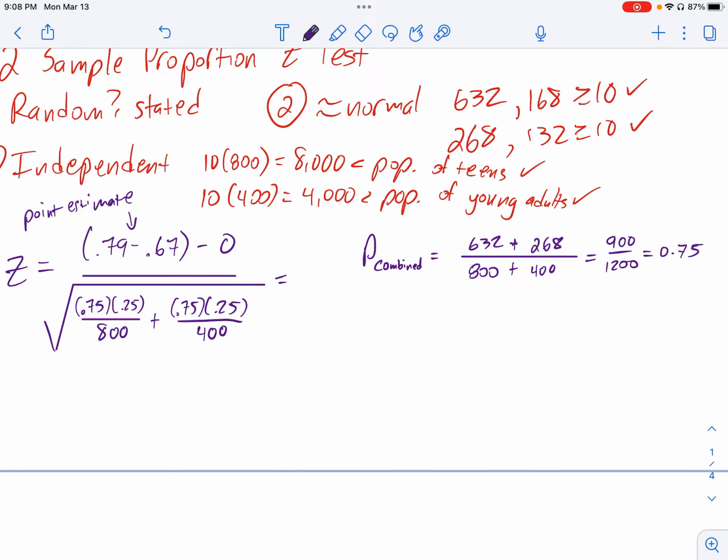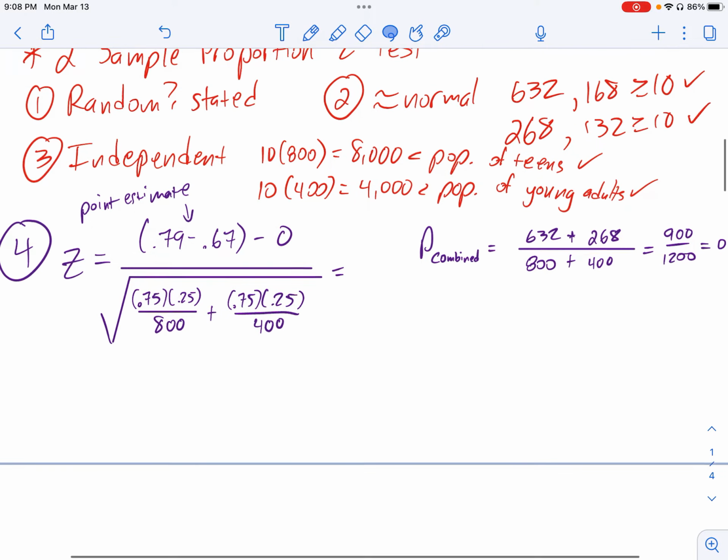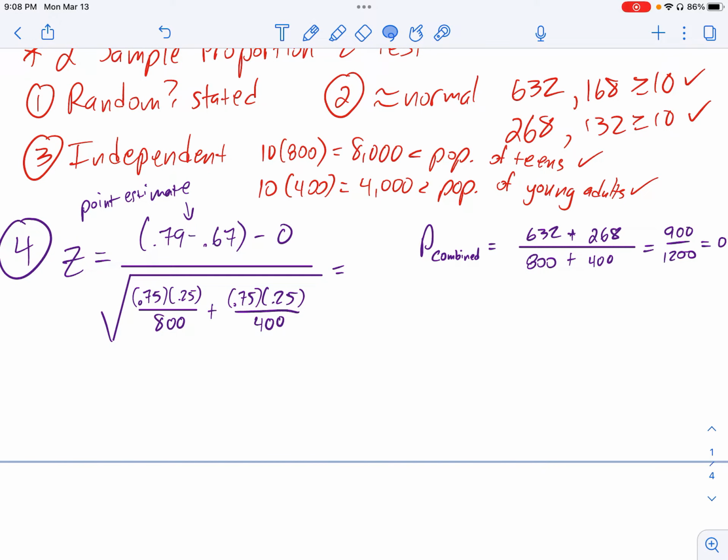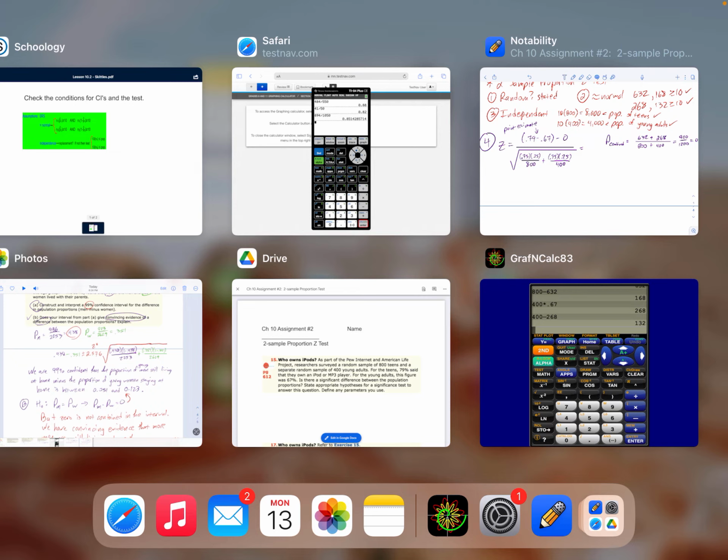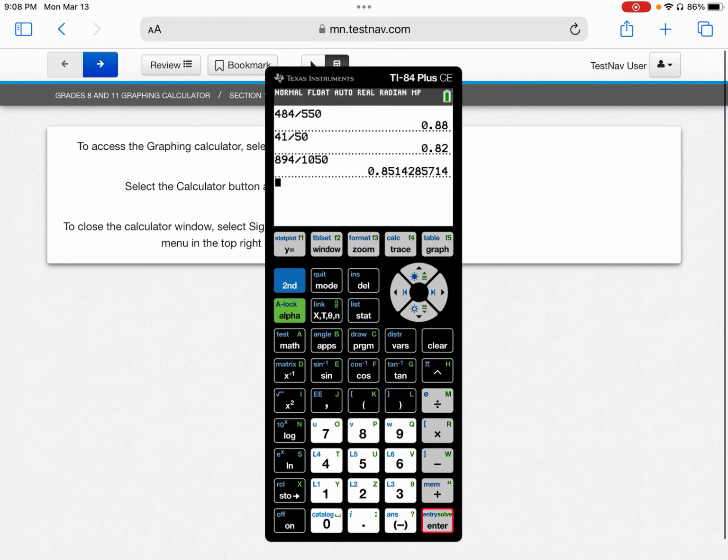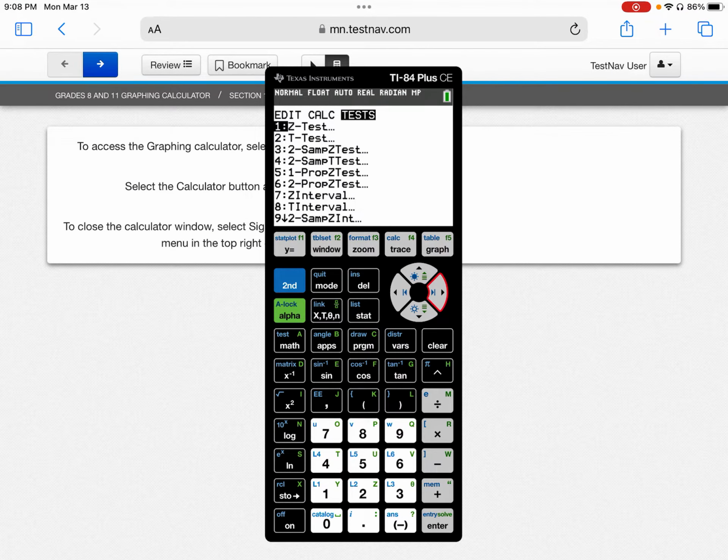Now, at this point, I would call this good. I have done enough. I have showed the formula. If you want to try to do that by hand, go for it. I'm not. I'm going to use the calculator. So it is stat tests. It is a two proportion z test. So that is number 6.